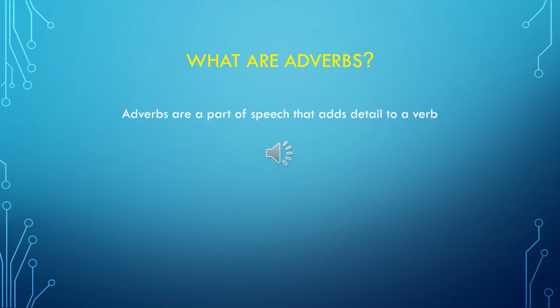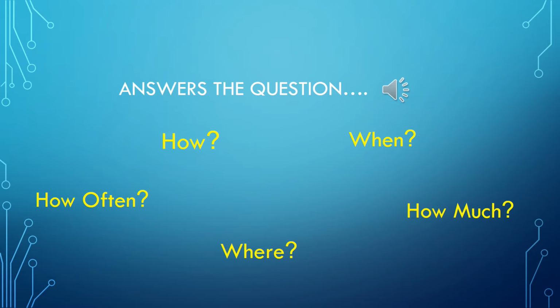Let's review what adverbs are. Adverbs are words that describe a verb. It adds some detail to the sentence. Adverbs answer the questions how, when, how often, where, and how much.